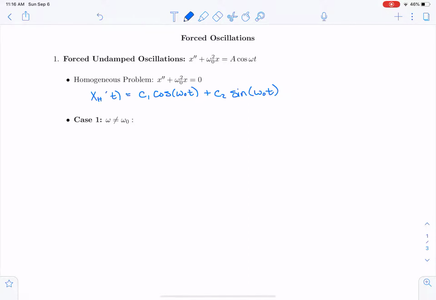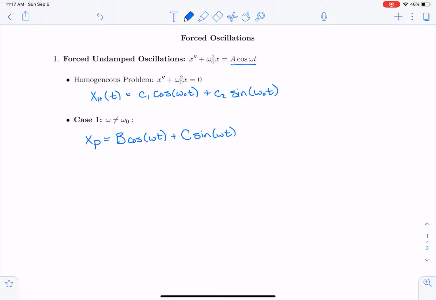Now, we would like to consider the non-homogeneous problem where omega is not equal to omega naught. In that case, we need to make a guess for the particular solution. We see that the right-hand side is given by a cosine omega t. So our particular solution should be of the form a constant, maybe b cosine of omega t plus c sine of omega t. And then we're going to substitute this particular solution back into the differential equation.